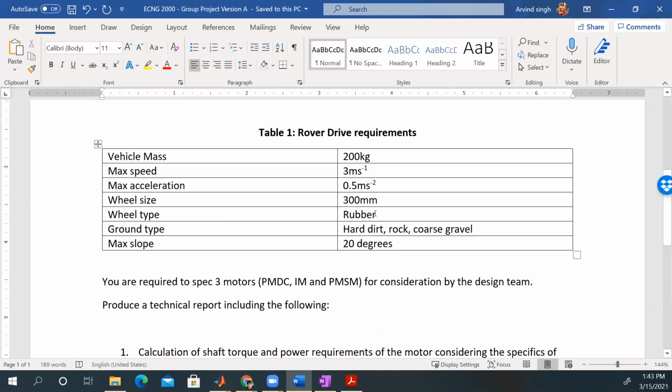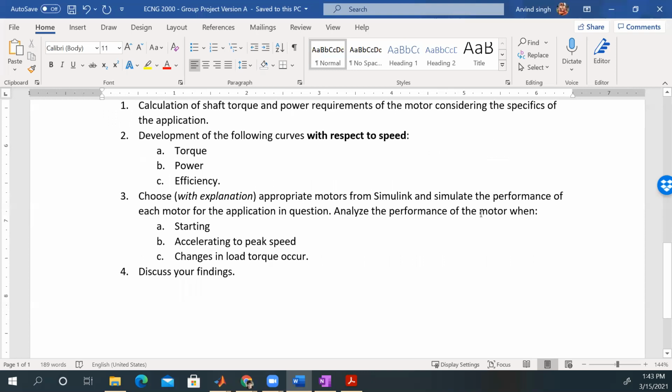So this is where the rubber, the hard dirt, and so on will come up. If you look for coefficient of friction and how to calculate torques, there are a lot of tutorials online, and they'll give you coefficient of friction for different surfaces and different wheel types. So this will help you to determine what the torque requirement for the motor is. Good. How do you all feel about that?